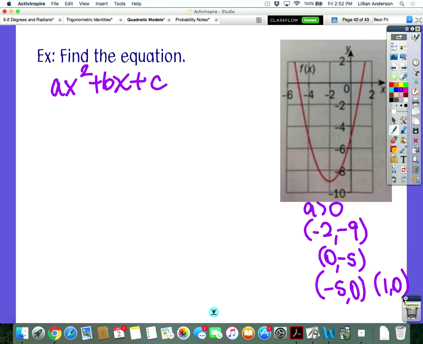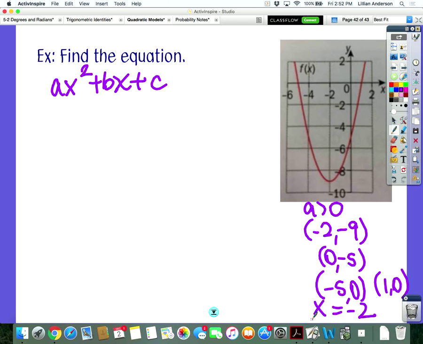To piggyback off the vertex being at (-2, -9), the vertex is there. We also know the axis of symmetry is what? x equals -2. So we pulled out all that information. We're going to use, maybe not all of it, but probably a good amount of it to help us write our equation.